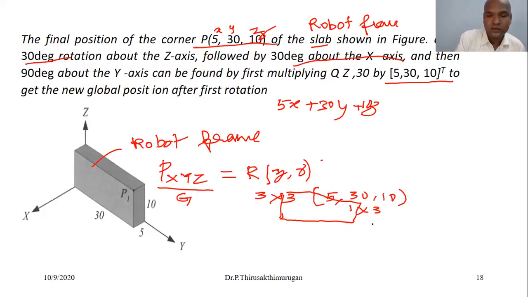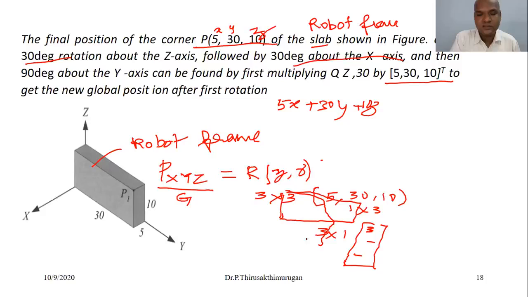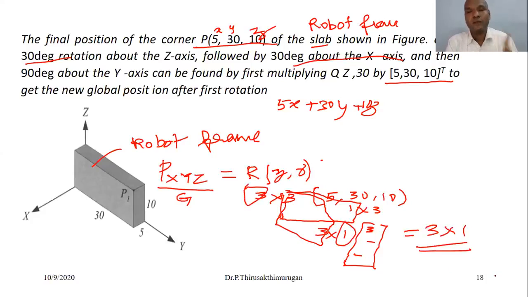So it should be written like this: 3 by 1, so 3 rows and 1 column. Then these two dimensions are the same, so we can multiply, and the resulting vector should be 3 by 1. So finally we should get a 3 by 1 matrix. Please understand this is the basic concept behind matrix multiplication.